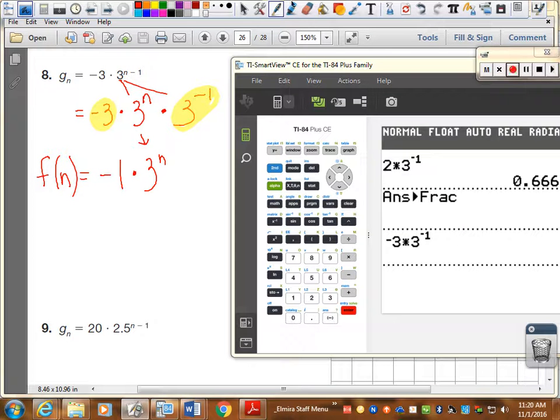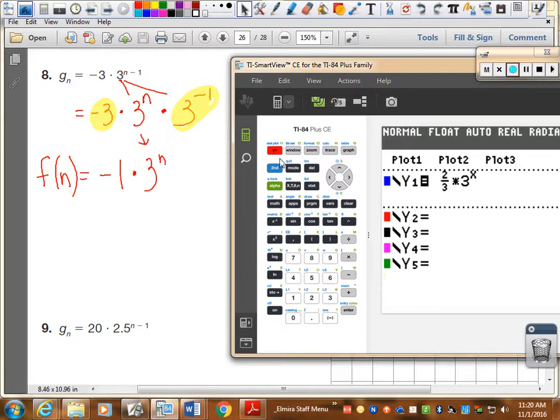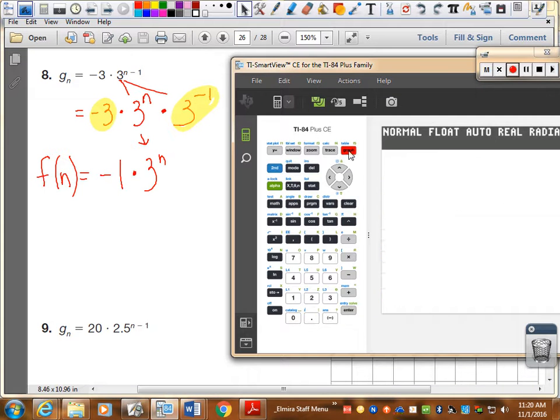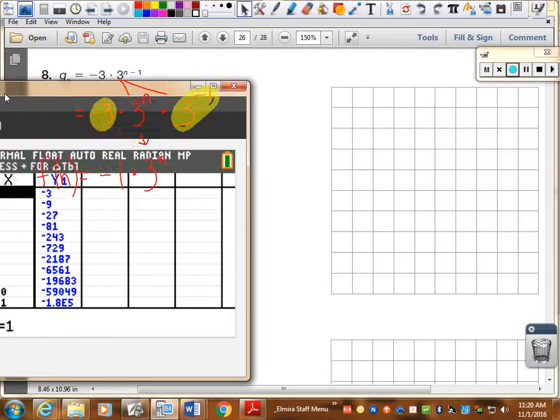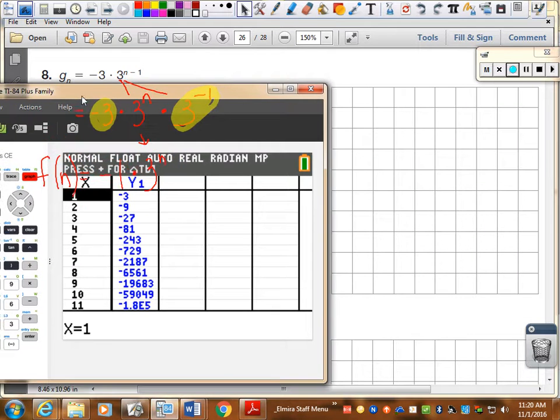Then go to your y equals and type in. We'll clear out what was there. -1 times 3 caret x. Second table. This one I am doing because all of the values are negative. I only need negative y values.